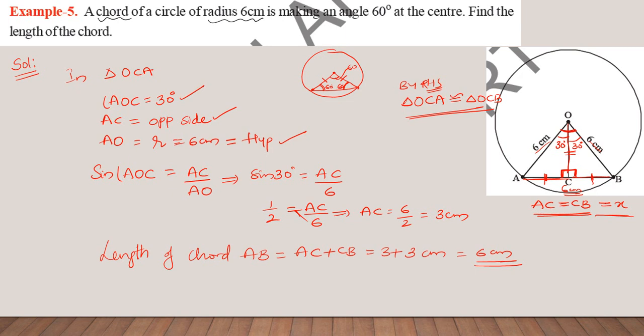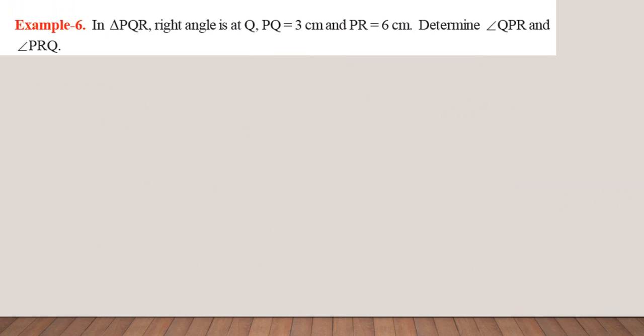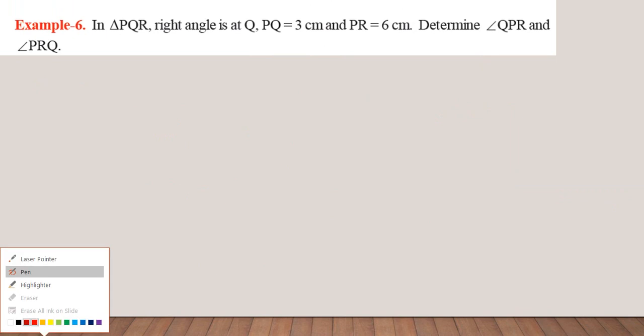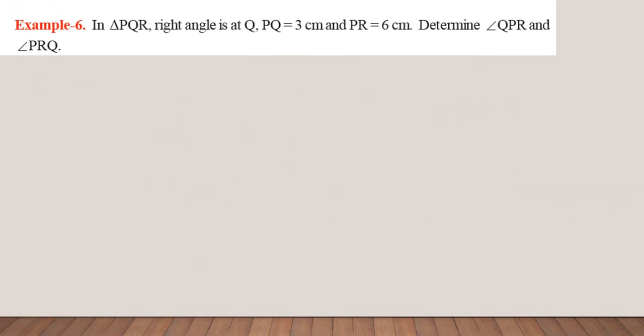Let's move on to the next question, example number 6. In example number 6, what he has given is triangle PQR, right angle at Q. So I am going to consider the right angle triangle, with right angle at Q.